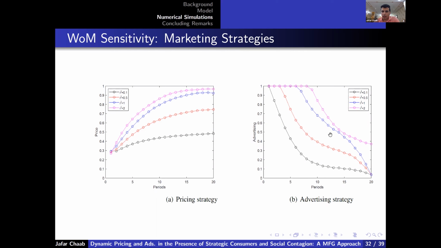And with the higher prices, when the word of mouth sensitivity is high, the advertising becomes aggressive. So what do I mean? The advertising becomes high when the degree of word of mouth sensitivity increases. Why? Because the prices that are charged are high, and that makes the firm run a more aggressive advertising campaign in order to attract the individualists towards adoption.